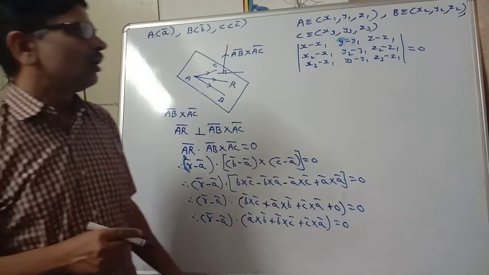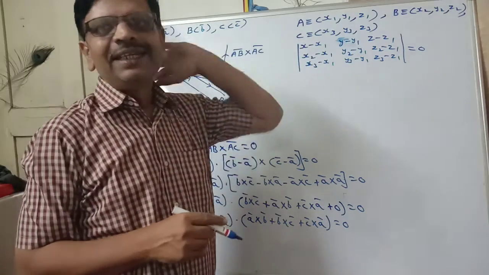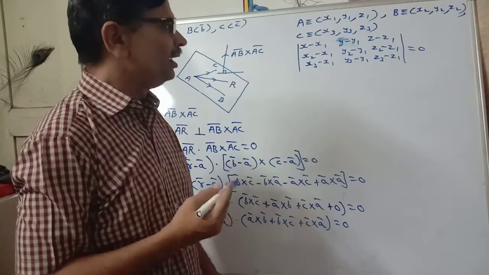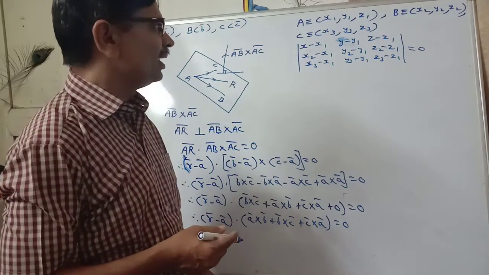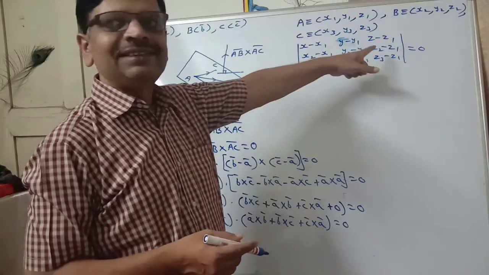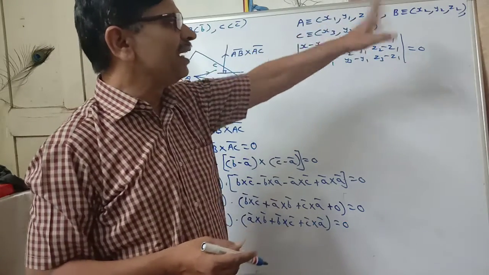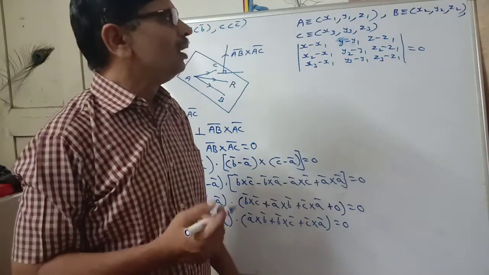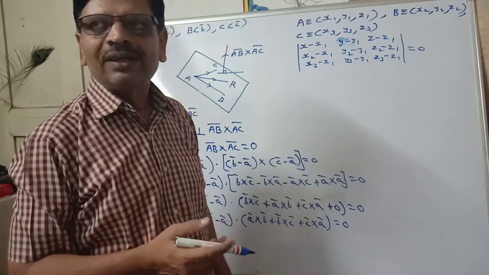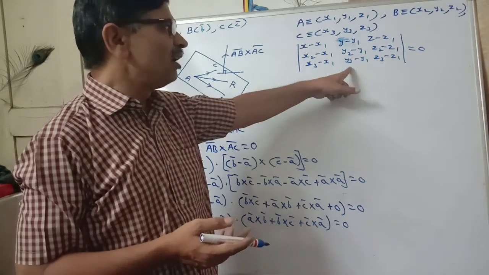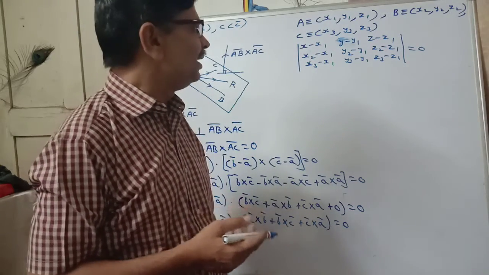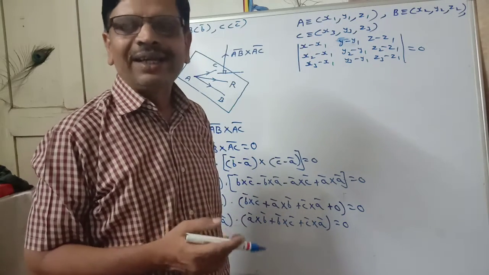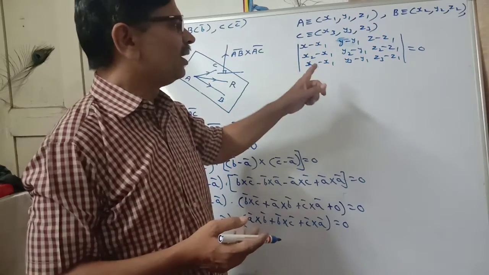Now observe the elements in the second row of the determinant. They are differences between corresponding coordinates. It means that in the second row there are direction ratios of line AB or vector AB. In the third row there are direction ratios of line AC or vector AC.